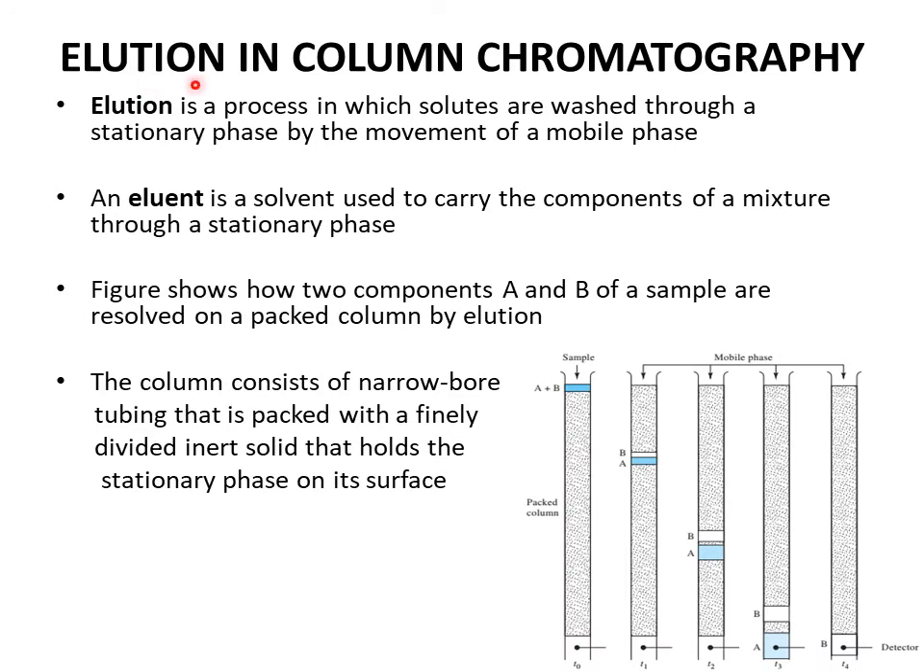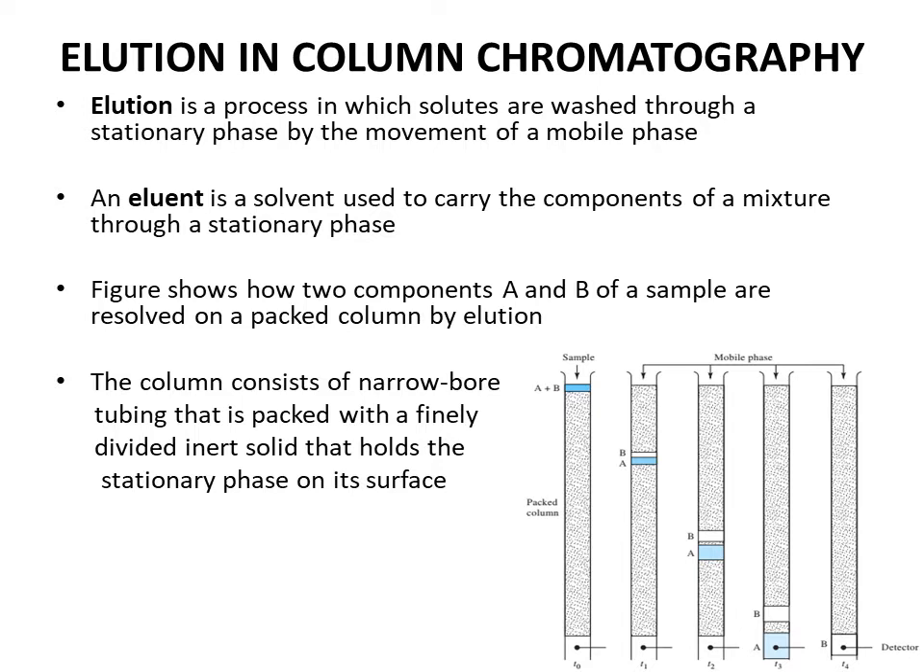Now we will see elution in column chromatography, that is the process of separation of various components in column chromatography. Elution is the process in which solutes are washed through a stationary phase by the movement of a mobile phase. In this process, the solutes, that is the various components present in the sample, are separated through the stationary phase by the movement of a mobile phase.